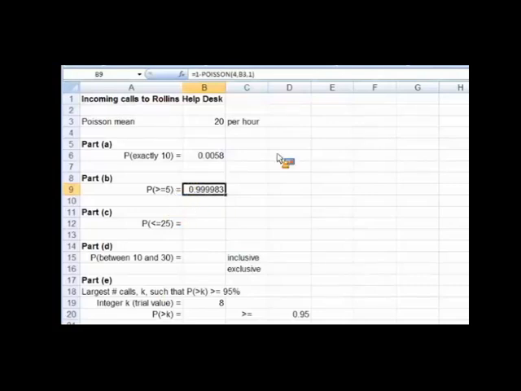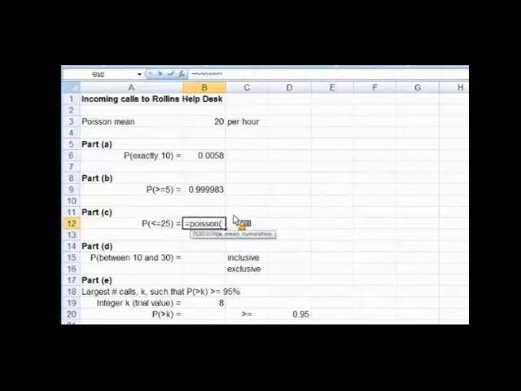All right, then the next part asks the probability of having less than or equal to 25 calls coming in per hour. In this case, would I start with 1 minus or just Poisson? Well, since it's less than, I know the Poisson formula is going to give me that, so I'll say equals Poisson of 25, comma, 20, comma, 1. And in this case, I didn't have to step down from 25 to 24 because I wanted 25 included in my result.